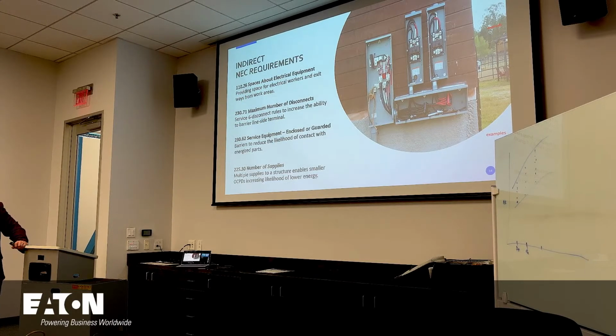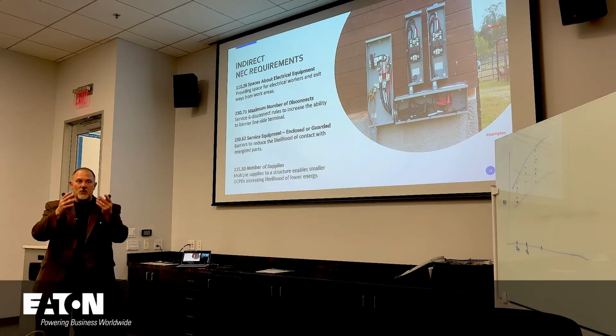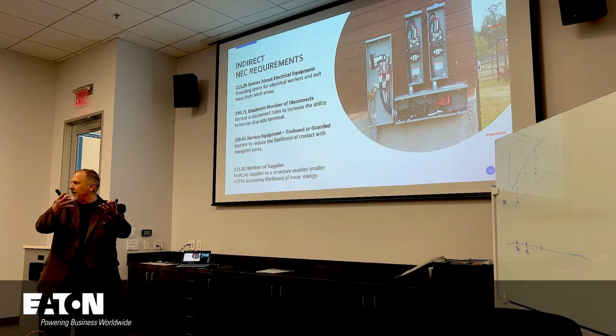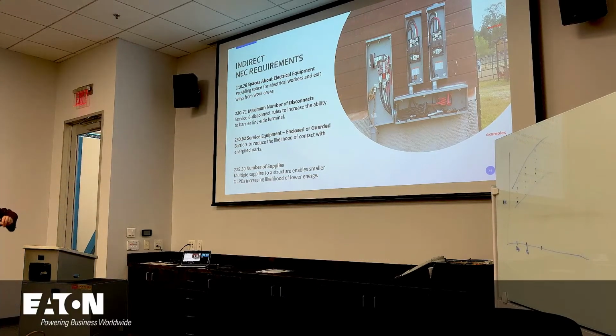230.71, maximum number of disconnects. We changed the 6 disconnect rule because we recognized that when you have a panel board that has 6 disconnects in it, you can't barrier the line side of those service disconnects because it's one big copper or aluminum bus staring at you in the face, right? So we changed 230.71 to address that. You can still do 6 disconnects, but you have to have barriers around the line sides. Service equipment enclosed or guarded, 230.62, that's your barrier requirements.